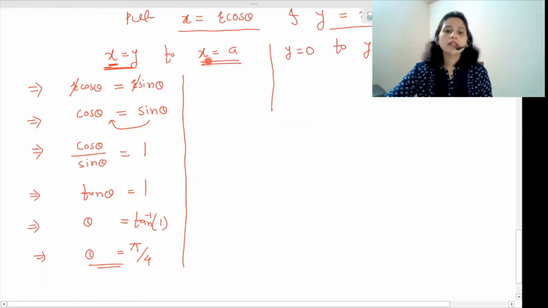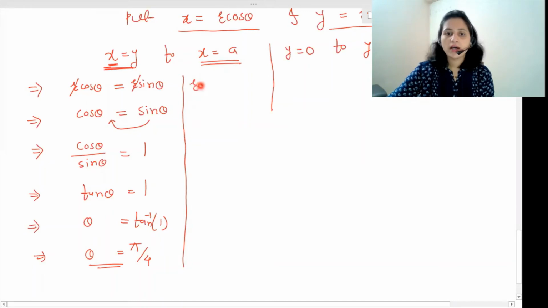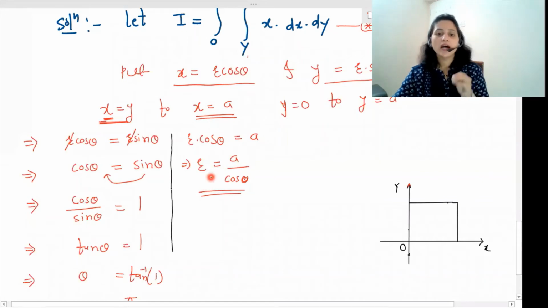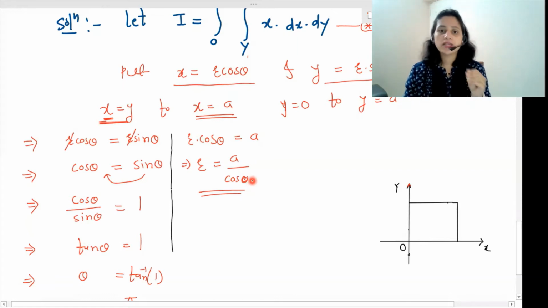Now let's see this equation, x is equal to a. Put x equal to r cos theta. So in place of x, r cos theta, and a as it is, a constant. So what is r? By using this equation, r is equal to a upon cos theta. So by using x equal to a, we get the value of r, that is a by cos theta. Now, what is the second step? The second step is dx dy. The value of dx dy is r dr d theta, as we have discussed earlier. Now, the third step: we need to find out the new limits for r and theta.